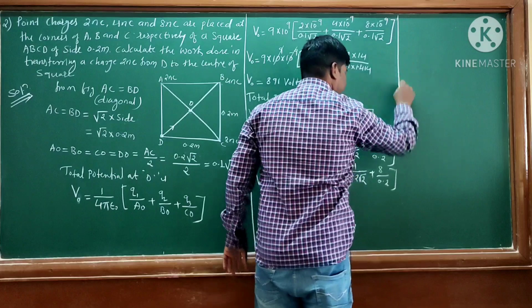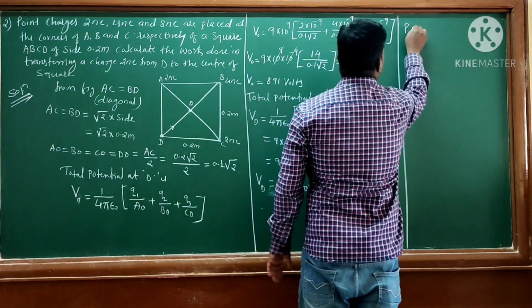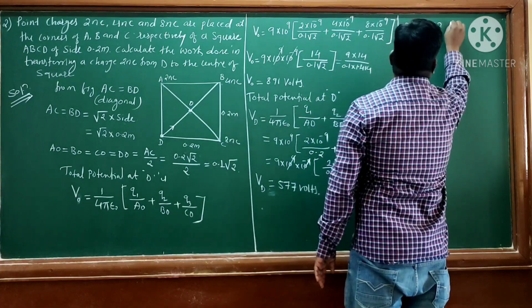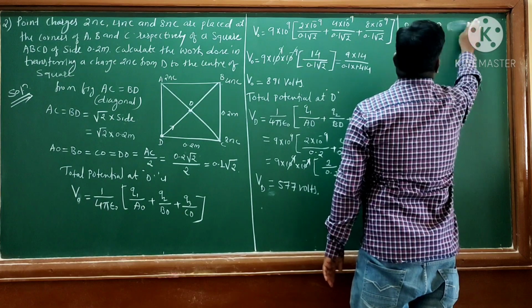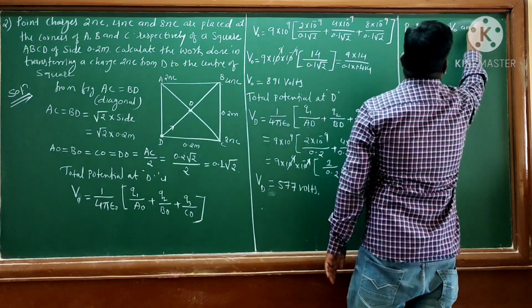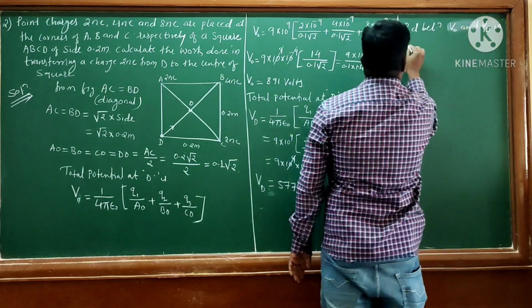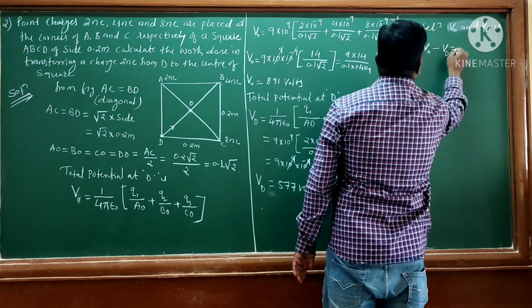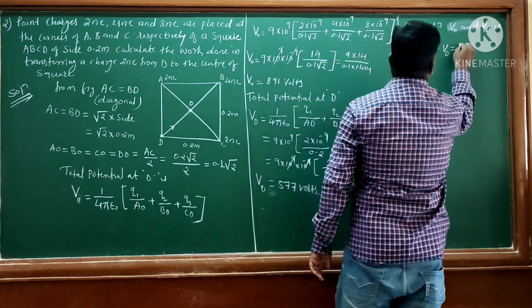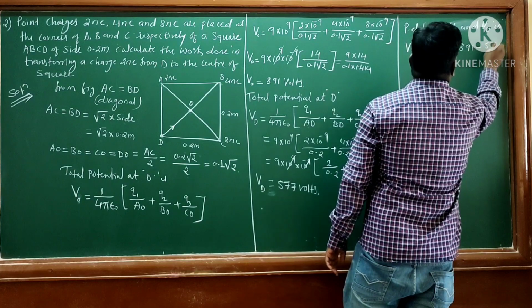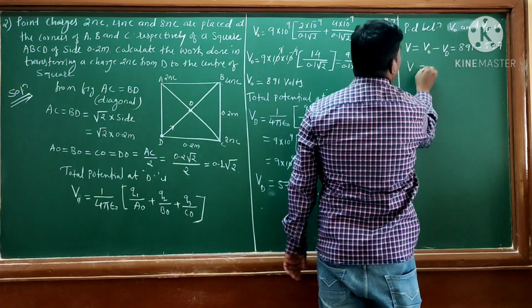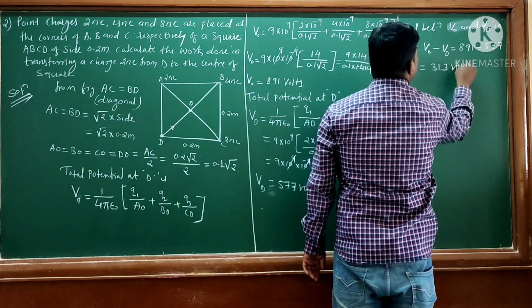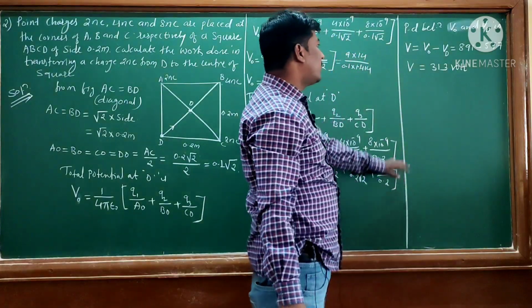Therefore, the potential difference between O and D is V equal to VO minus VD. VO is 891 minus 577, and we get approximately 313 volts.